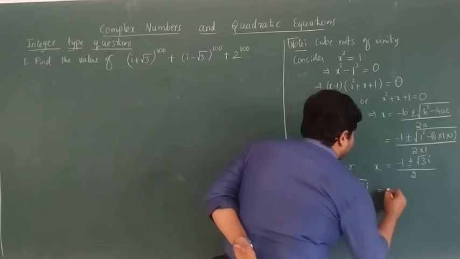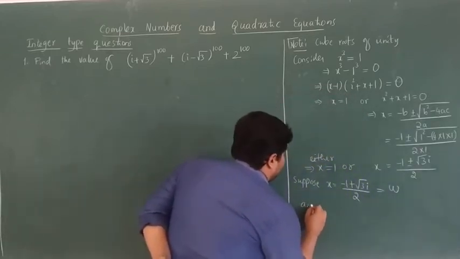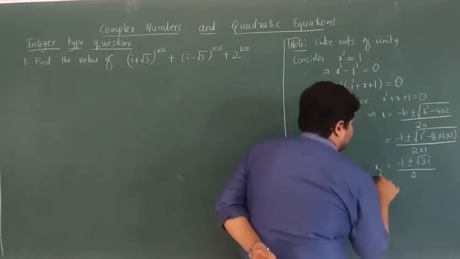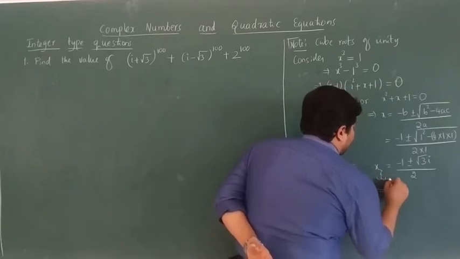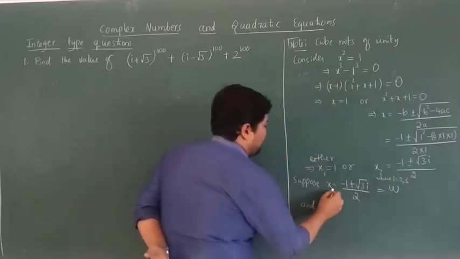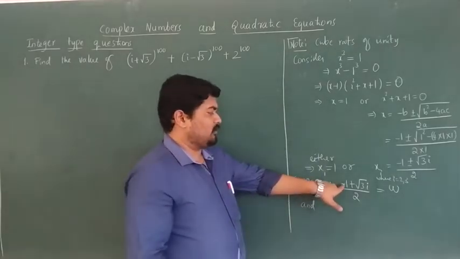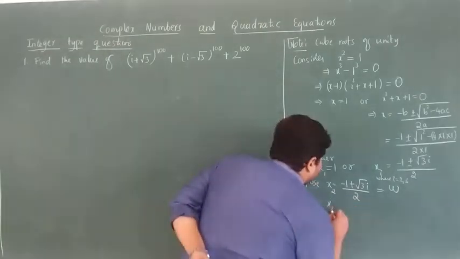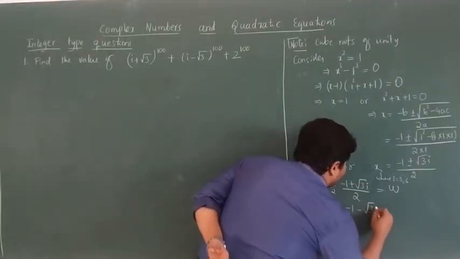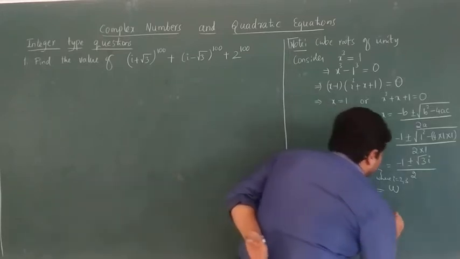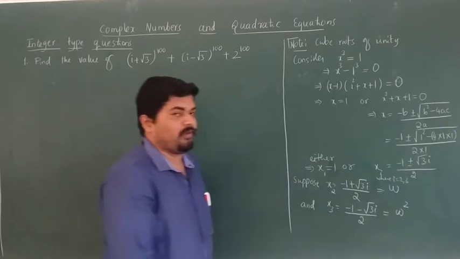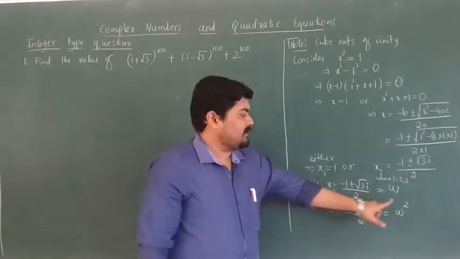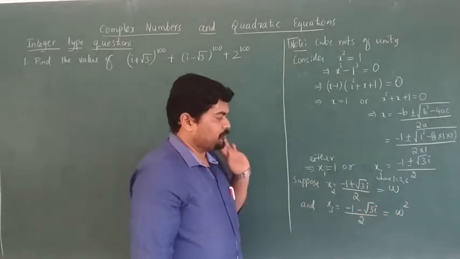This one is indicated as omega, and here you can consider this one as x1, and the others as xi, where i runs over 2 to 3. Therefore, I can write this root as x2 is equal to minus 1 plus root 3 i divided by 2, and x3 can be written as minus 1 minus root 3 i divided by 2. This one is indicated as omega square. Now see here, x1 is equal to 1, x2 is equal to omega, x3 is equal to omega square. These are the cube roots of unity.